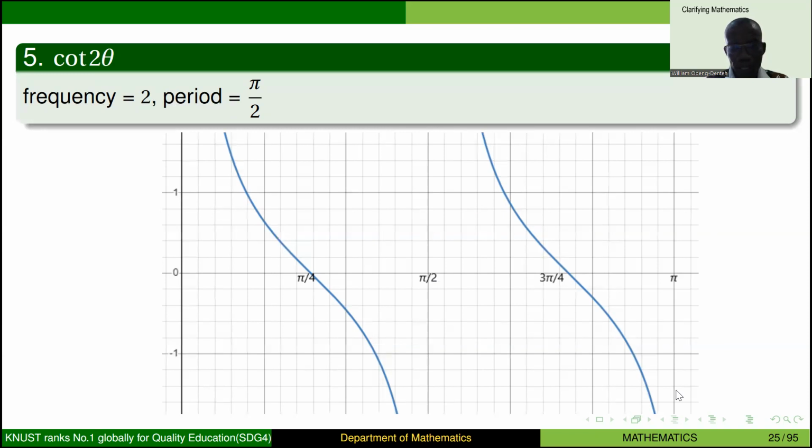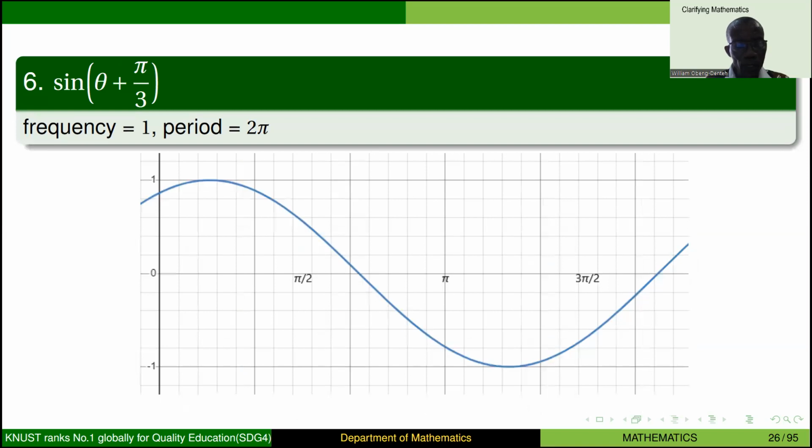So this is how we do that. Look at it carefully, taking notes of the indications that we have over here. Fantastic. Now we want to sketch sine theta plus pi on 3. Now, for graphs of this nature, what will happen is that there will be a shift of the normal sine theta graph, pi on 3 to the left. Pi on 3 to the left. And so that's what has been done.